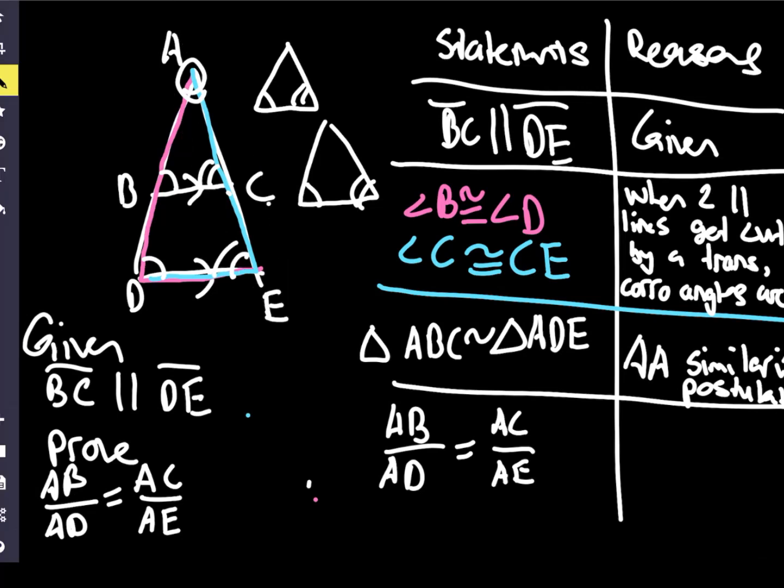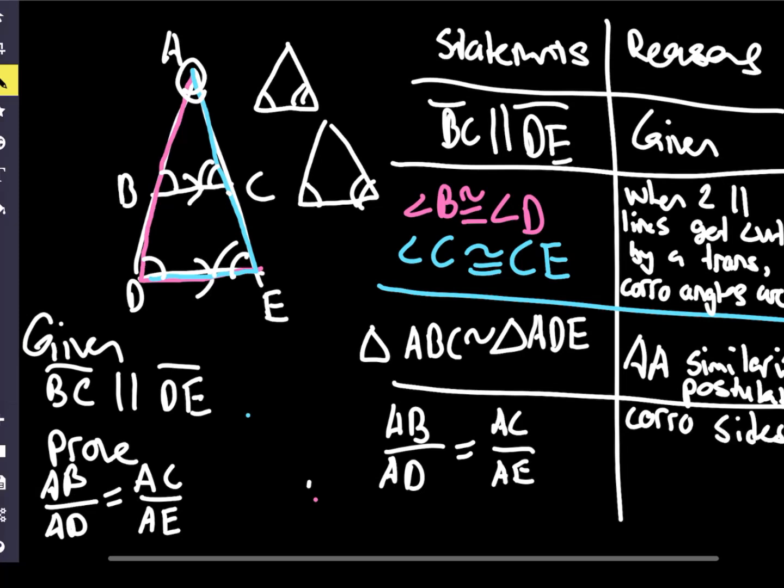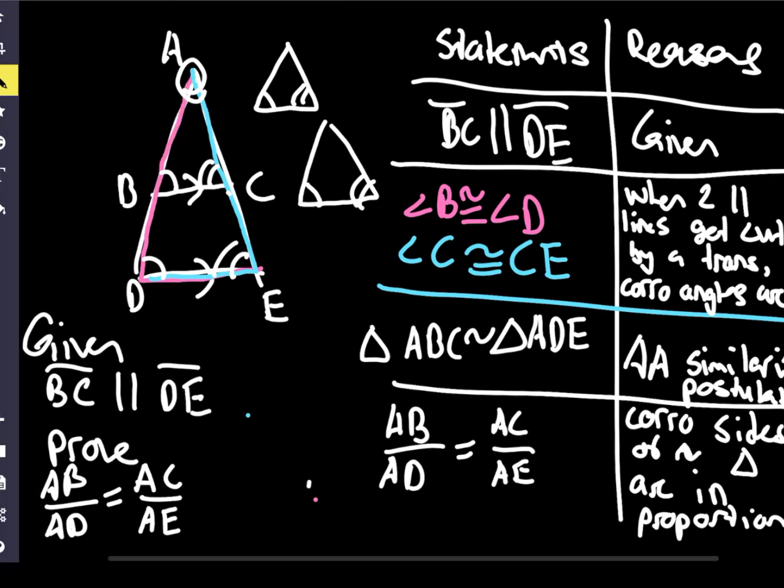So this is going to be: corresponding sides of similar triangles are in proportion. So corresponding sides of similar triangles are in proportion, meaning that small side over big side is equal to small side over big side, assuming that they're corresponding parts, obviously.